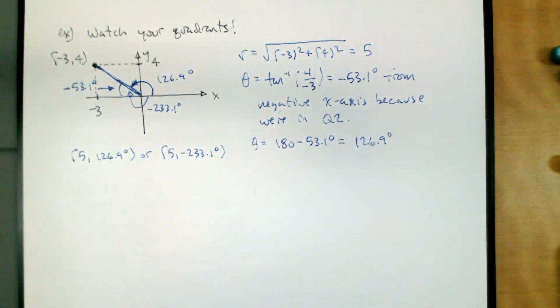So beware that your angles land in the proper quadrant, because our 0 angle is the positive x-axis. So if we're in the second and third quadrant, we're going to have to worry about measuring from the negative x-axis. Any questions?